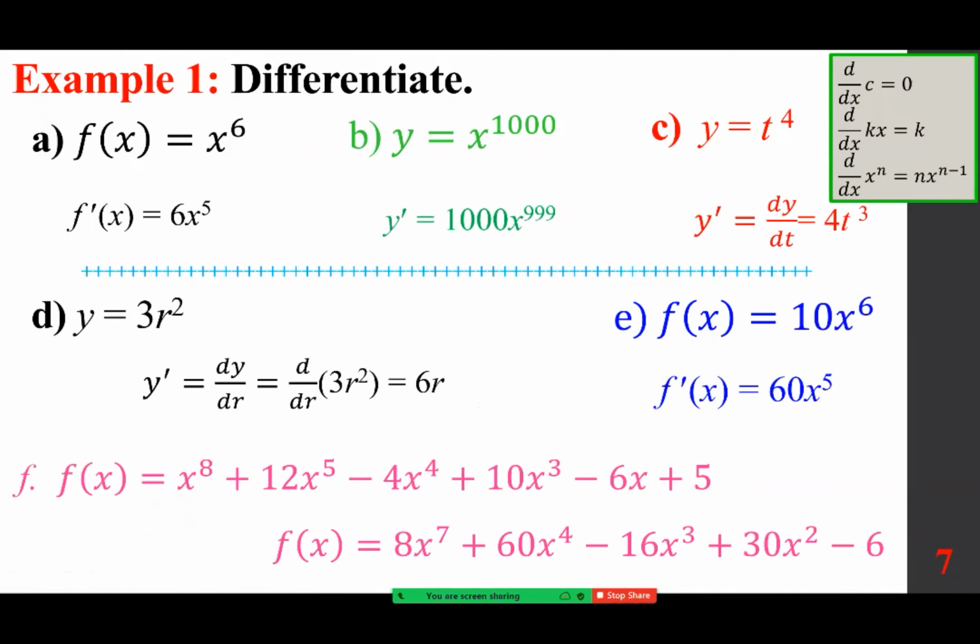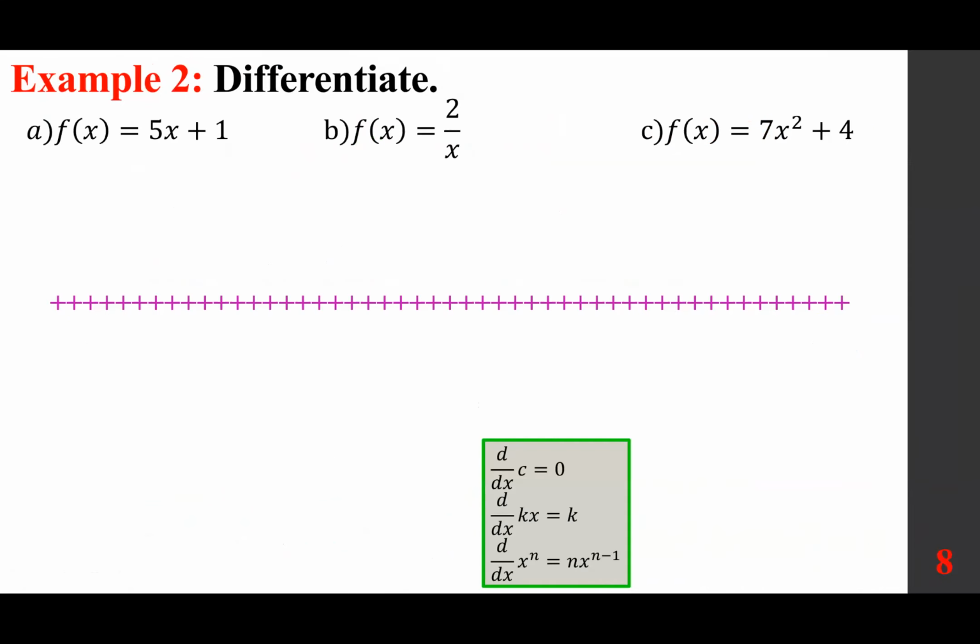So that's the final answer for this one. All right, part A, very straightforward. We want to differentiate that. 5x gives us 5, and a constant gives us 0. Simply put, the answer is 5.